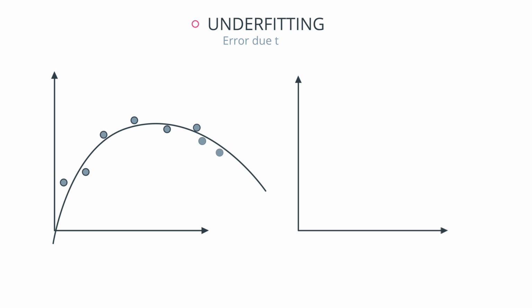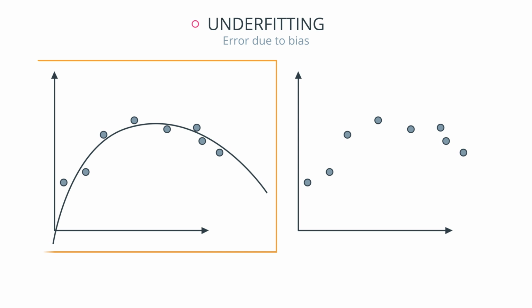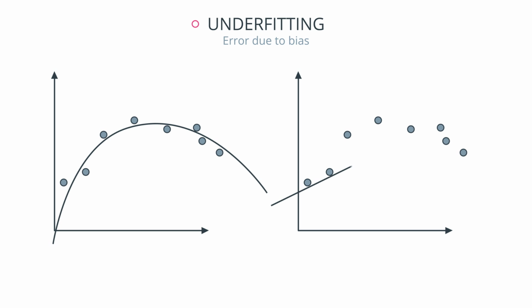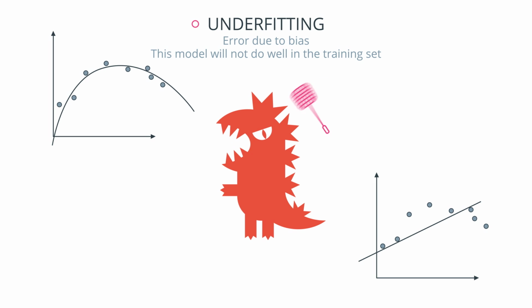Let's get more technical. In a regression example, we can see underfitting as follows. Let's look at the points on the left. It seems like the correct model for these points is a quadratic equation like this one. We could try to model it as a line, but this won't work too well since it's too simple. The model won't do well in our training set. This is an example of underfitting.